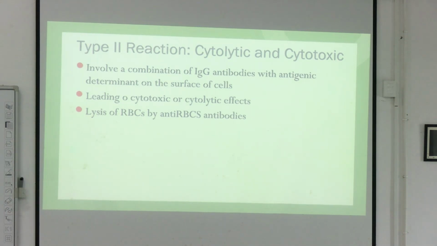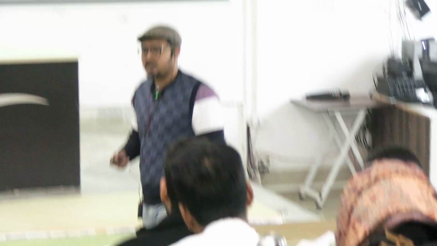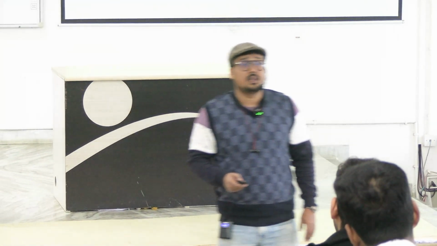Next, type 2 reaction, cytolytic and cytotoxic. So cell lysis occurs and toxicity to the cell occurs. It involves a combination of IgG antibodies with antigenic determinants on the surface of the cell, such as lysis of RBC by anti-RBC antibody, leading to a cytotoxic or cytolytic effect. The antibodies are directed against the cell surface antigen, and after attachment of antibody to the cell surface antigen, destruction of the cell occurs, like immune hemolytic anemia and hemolytic disease of newborn. Same thing, cell lysis or cytolysis.